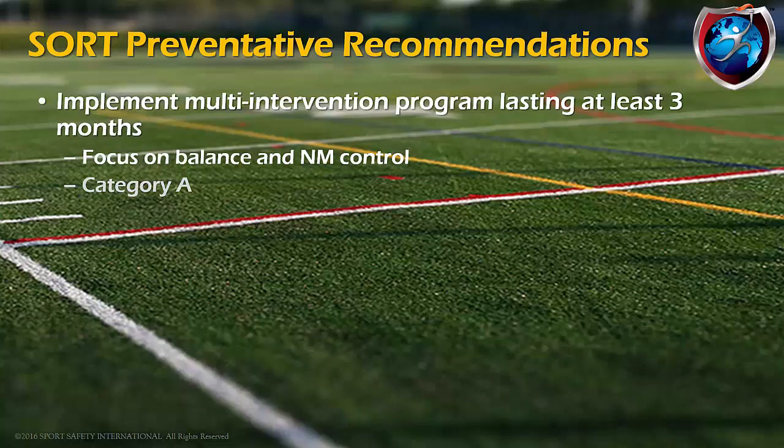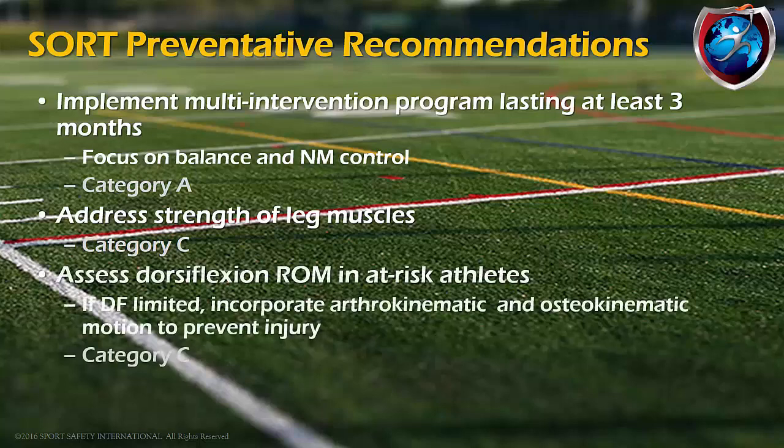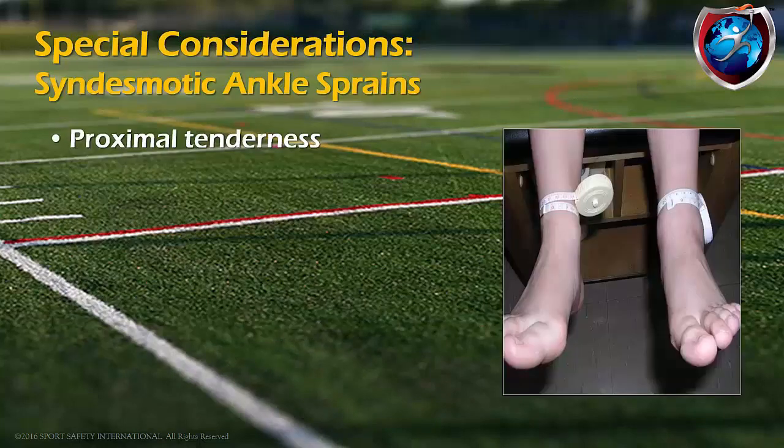Clinicians working with athletes should implement a multi-intervention injury prevention program lasting at least 3 months that focuses on balance and neuromuscular control to reduce the risk of ankle injury. Addressing the strength of the leg muscles may be an ankle injury prevention strategy. Clinicians should consider assessing dorsiflexion range of motion in at-risk athletes. Ankle sprains that produce tenderness proximal to the ankle joint and do not show signs of fracture or diastasis are commonly referred to as syndesmotic or high ankle sprains.